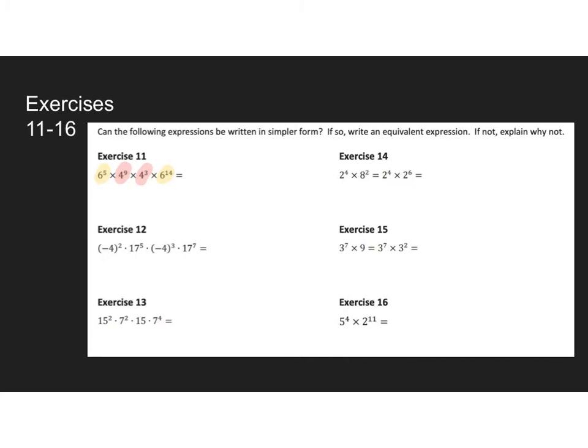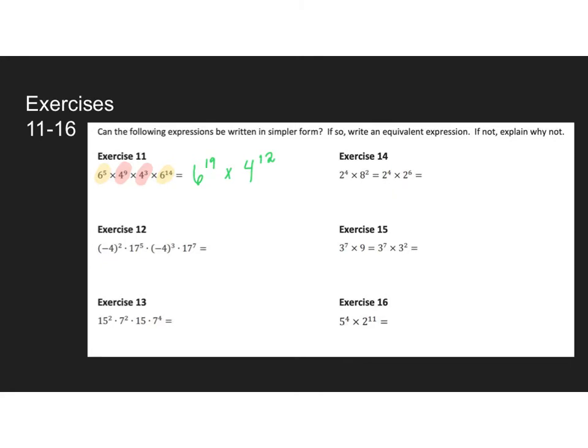6 to the 5th power times 6 to the 14th power, we can change that to just have one base. So that is the same as saying 6 to the, well, what's 5 plus 14? This is 19. Okay, and then 4 to the 9th times 4 to the 3rd, that's the same as saying 4 to the, well, what's 9 plus 3? 9, 10, 11, 12. So this is 4 to the 12th power. So we simplified that, okay?